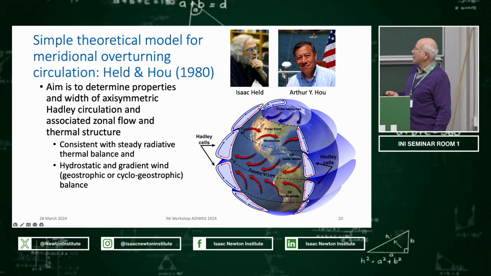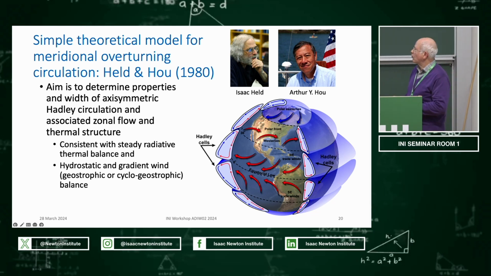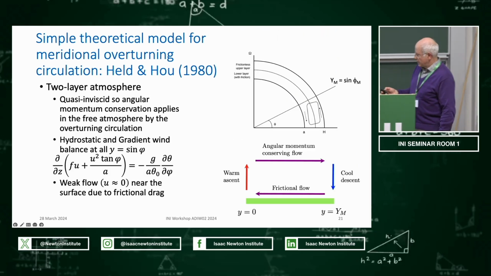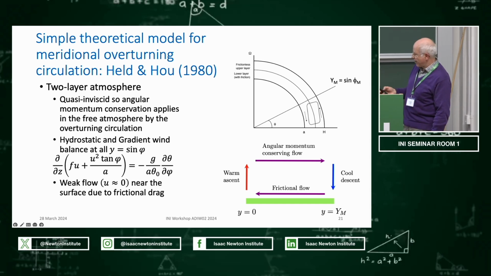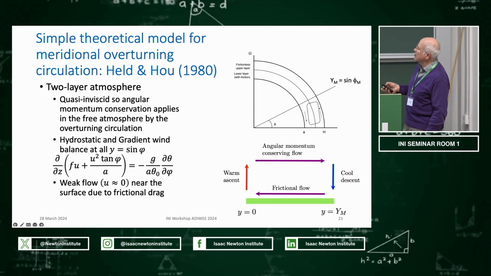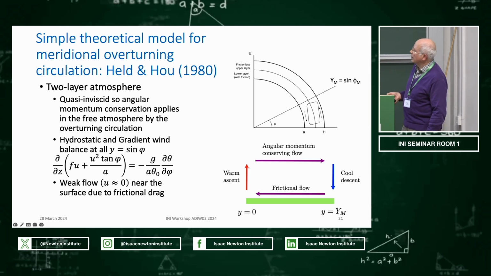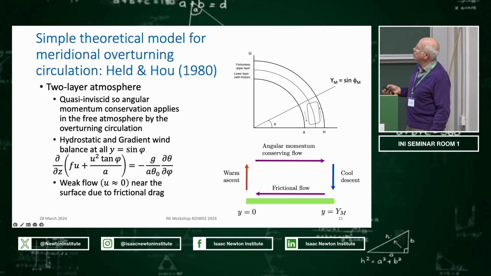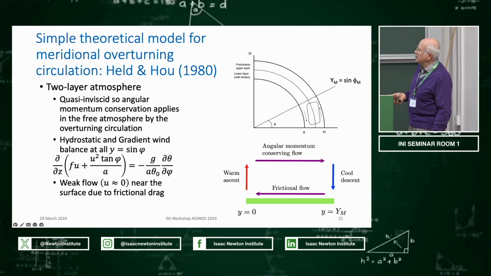By gradient wind, I mean it's a combination of either the geostrophic or cyclostrophic centrifugal terms in balance with the horizontal pressure gradient. So the concept is to have essentially a two-layer atmosphere, the upper layer of which is deemed to be inviscid, so we can apply our angular momentum conservation principle there, and it's in hydrostatic and gradient wind balance in the way that's described here. And then we have a lower layer which is in contact with the planetary surface, and there the velocity is taken to be zero near the surface due to the presence of a frictional drag.